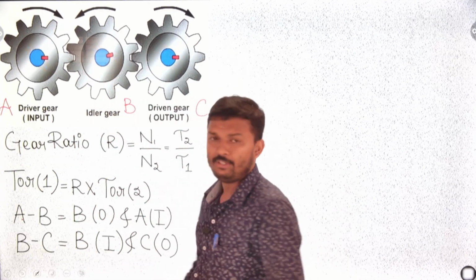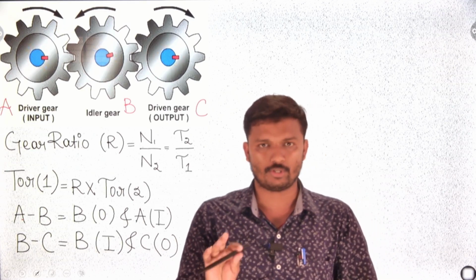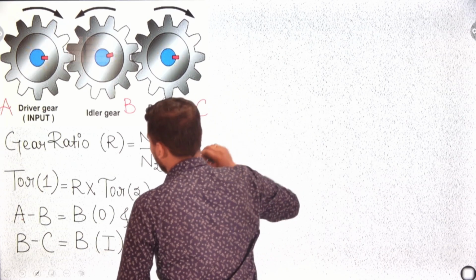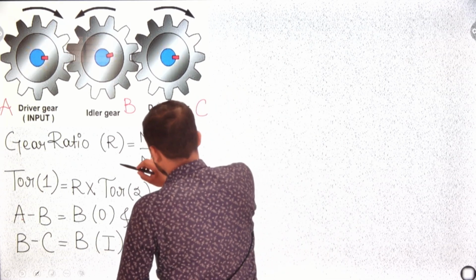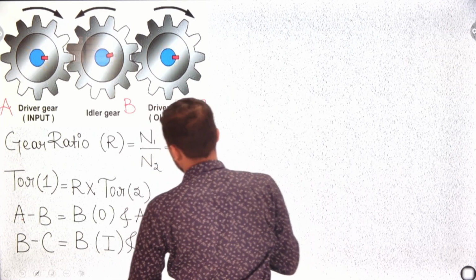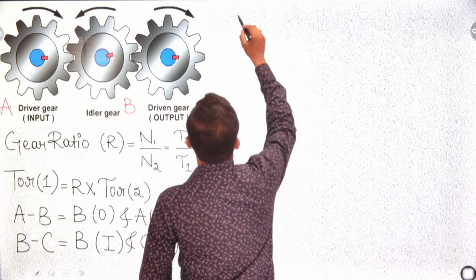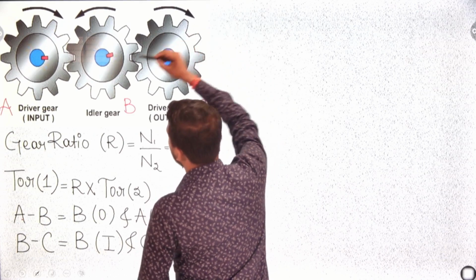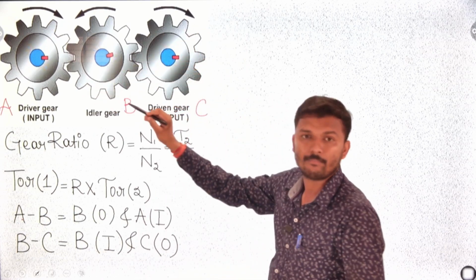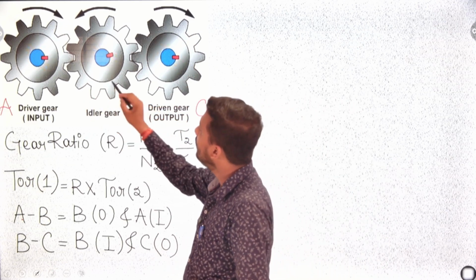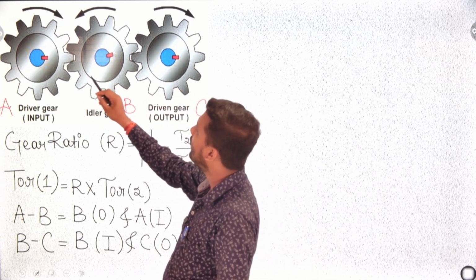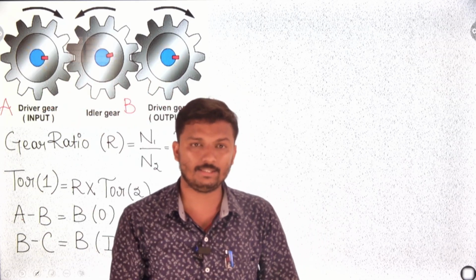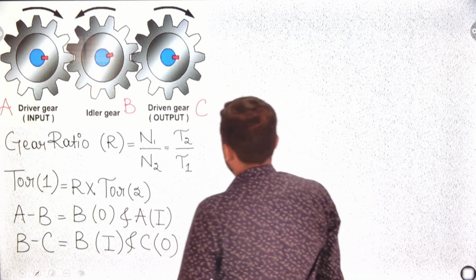Let's take very simple numerical data to understand how it is working. Suppose, for example, we find the gear ratio first. N1 is the speed, or the number of teeth. Here the three gears have the same teeth. Just look over here, the three gears have the same teeth. Same teeth means the size of the three gears is the same. If the size of the three gears is the same, then the gear ratio is 1.